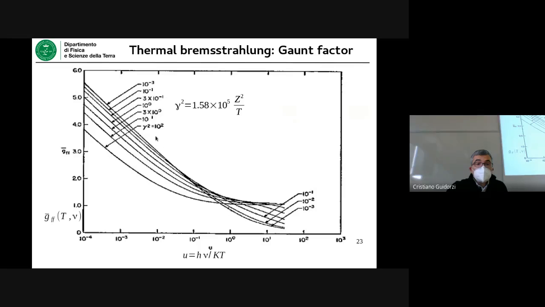And here all these functions are for different values of a given parameter, which is called gamma squared. Nothing to do with Lorentz factor. Okay? It's just a parameter. This is in Gaussian units. So Z is the atomic number. Well, this is just a number. The temperature is in Kelvin. So depending on this gamma defined this way, you have different curves. But you see that it's 5, 4, 3. Or when you have very high frequency, it can be smaller than 1, but it's a factor of a few in general.